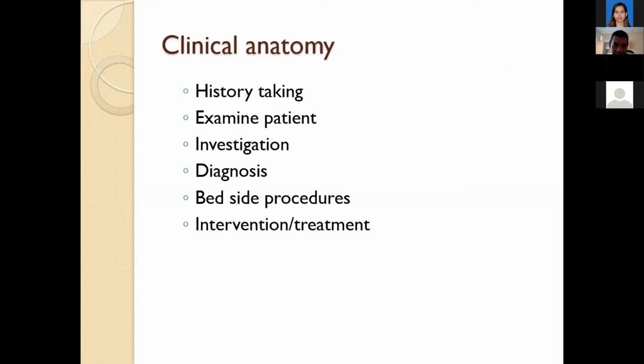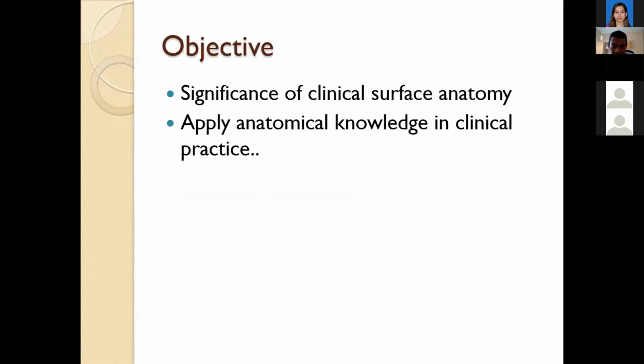So why do we learn anatomy? Actually, to be better at taking history, to be better at examining the patient, to give a better order for investigation. So at the end, to get a good diagnosis and proceed with whether you need a bedside procedure or a proper treatment. So the significance of surface and clinical anatomy, as I mentioned, is that all the reason you learn anatomy is actually, at the end of the day, the outcome of your patient's treatment.